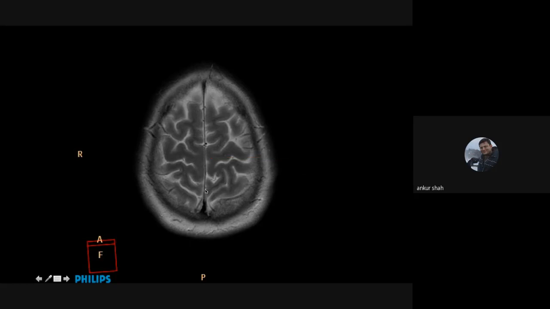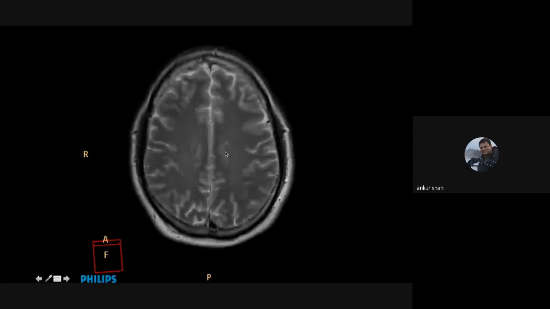So this is all on MR. You can see all structures very nicely. You can see the gray-white matter differentiation also much better on MR compared to CT scan. All this deep part is the white matter. This is the cortical gray matter.